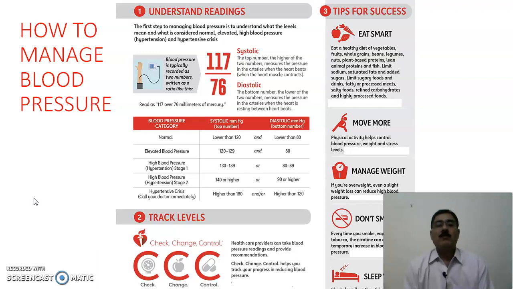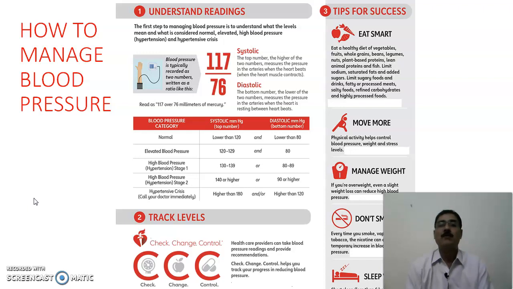Now how to track the levels? It is shown in the chart, and I have already explained in the previous 2 slides what is normal blood pressure, what is elevated blood pressure, what is high blood pressure stage 1, that is hypertension, and then hypertension stage 2, that is above 140, and the hypertensive crisis, that is above 180. Now at this juncture you have to track your levels with 3 C's: check, change and control.